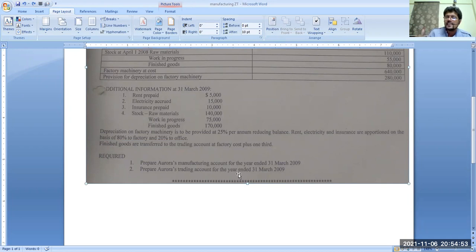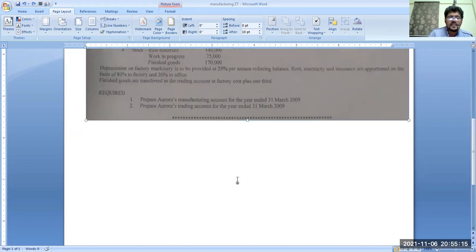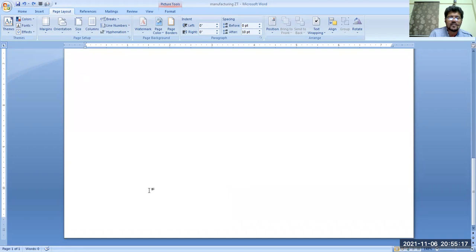Trading account ends at gross profit. Do you know that? Trading account means we only work in the income statement till gross profit, and we are not moving further in the income statement. So till gross profit, the income statement is called trading account. Now, first we have to make the manufacturing account.